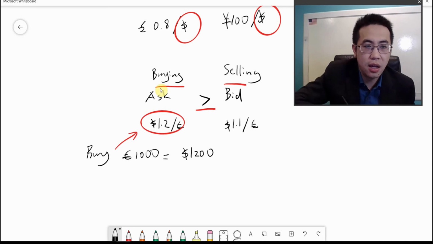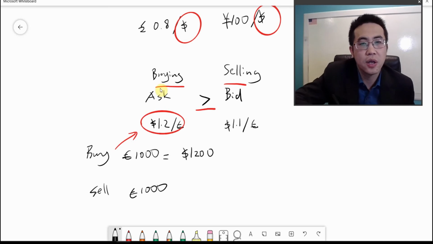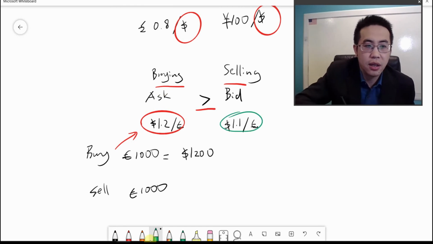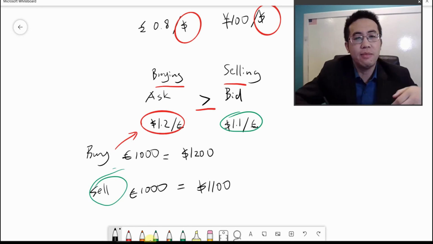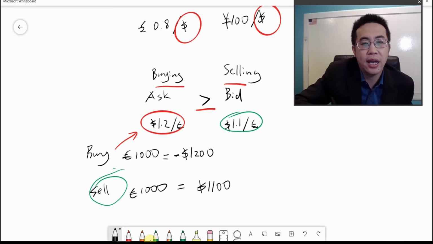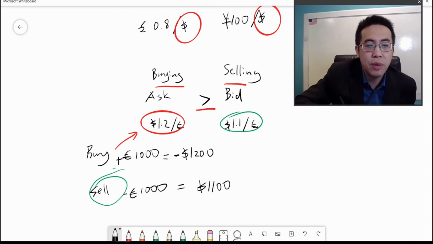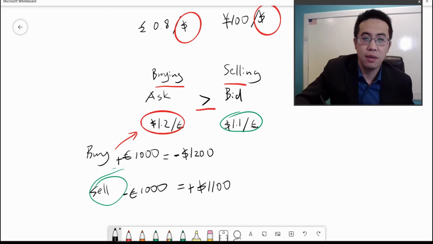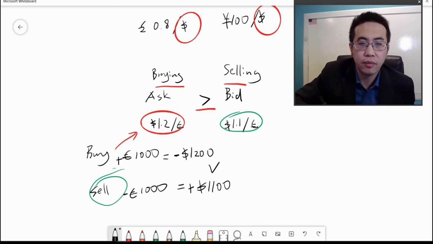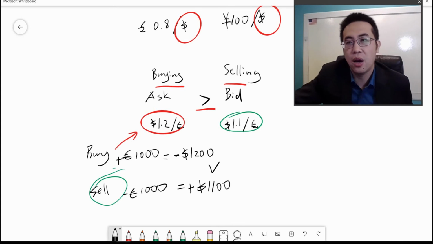And if I want to sell 1,000 euros, then I will need to go with this price for selling. Then I will get 1,100 US dollars. If I'm buying things, then this is something I need to pay. I need to pay $1,200 for 1,000 euros. And if I'm selling it, that means I need to spend 1,000 euros and get $1,100. If you keep doing this, then you will lose money, of course, because you keep paying more than what you receive. Okay, that's how it works.